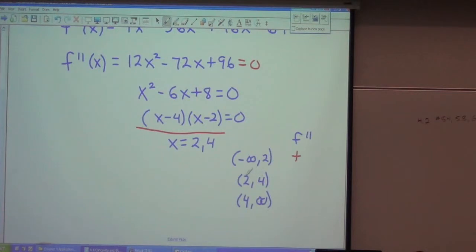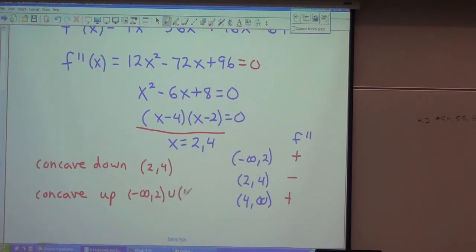Between 2 and 4, we can pick 3. 3 minus 4 is negative, 3 minus 2 is positive. Negative times a positive makes a negative. Bigger than 4 will give positive, and positive times positive makes a positive. So this thing is concave down from 2 to 4, and it's concave up from negative infinity to 2, and then again from 4 to infinity.